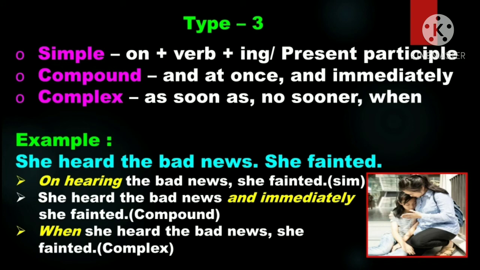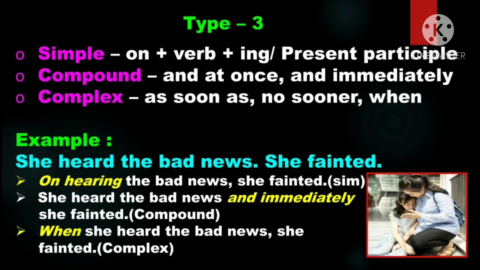In the simple sentence, we will have "on" plus verb plus "ing" or present participle, and in the compound sentence, we will have "and at once" or "and immediately", and in the complex sentence, we will have "as soon as" or "no sooner" or "when".